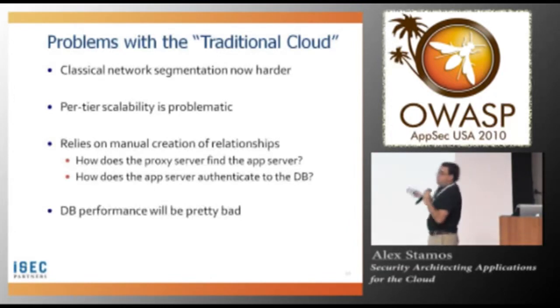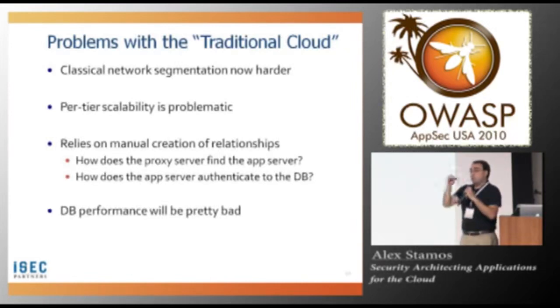The per tier scalability is problematic because we have to add those access control rules, and we have to add the relationships between the tiers statically. How do you hook an app server up to a database server?